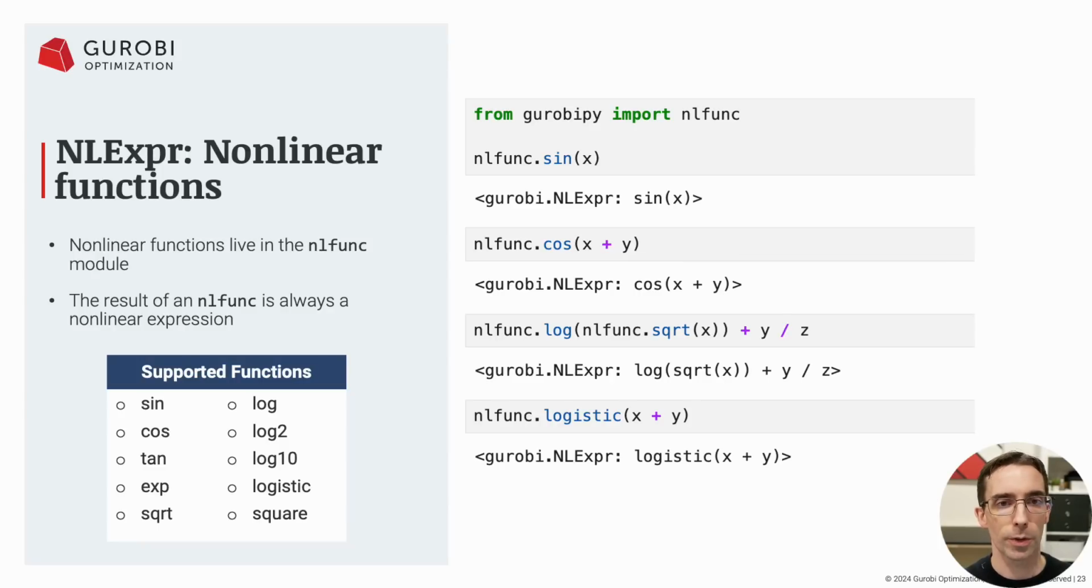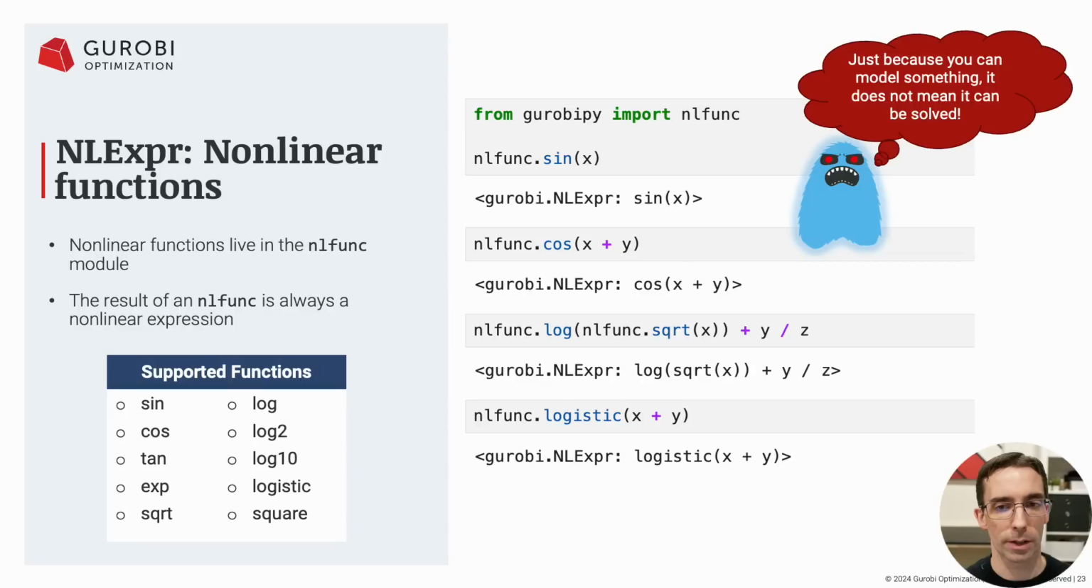It's also possible to build nested nonlinear functions where the argument of one nonlinear function is itself a nonlinear function. However, keep in mind that just because something can be modeled, it doesn't necessarily mean it can be easily solved. So as we see here in the examples, we can model the sine function, we can model cosine of x plus y, and we can build more complicated functions involving a compound of a log, square root, and more.